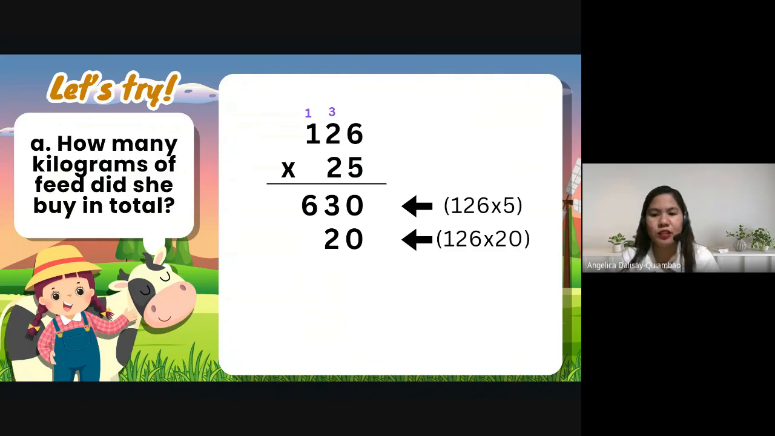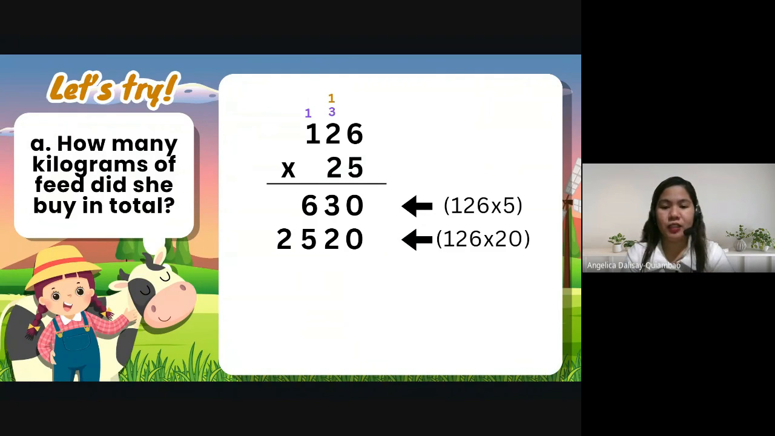So 6 multiplied by 2, you will get 12. You carry over 1. And then 2 multiplied by 2, you will get 4. Add 1, you will get 5. And then 2 multiplied by 1, you will get 2. So this is our second partial product.